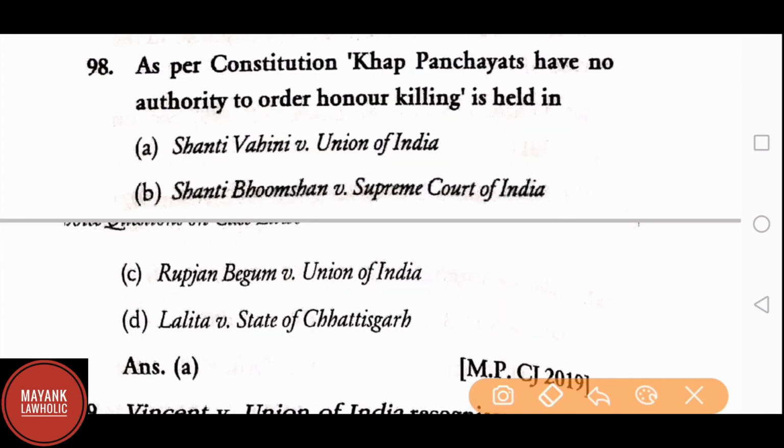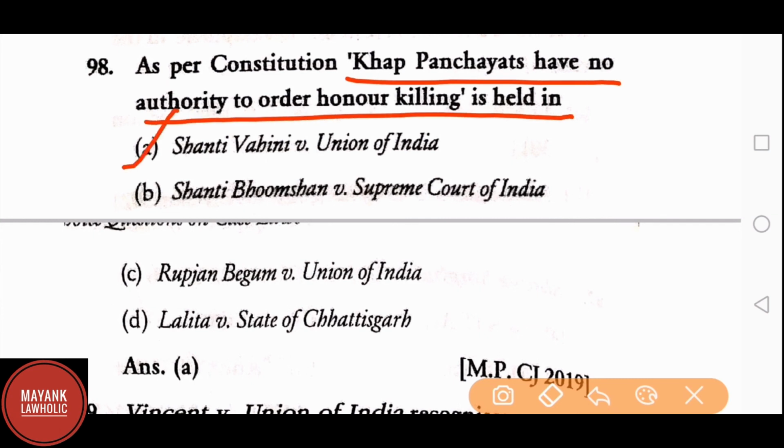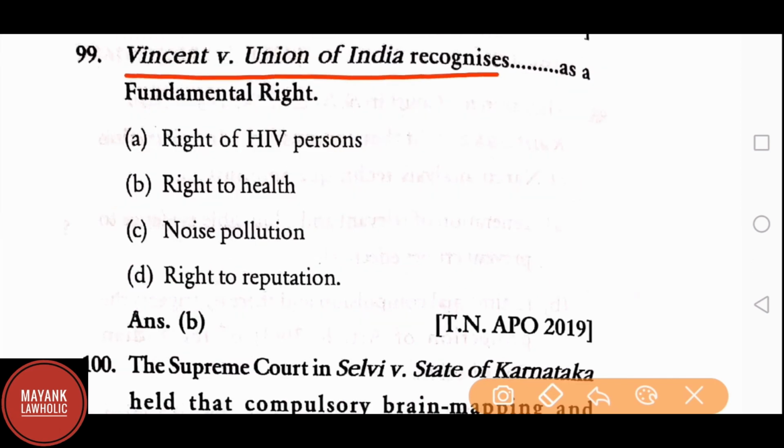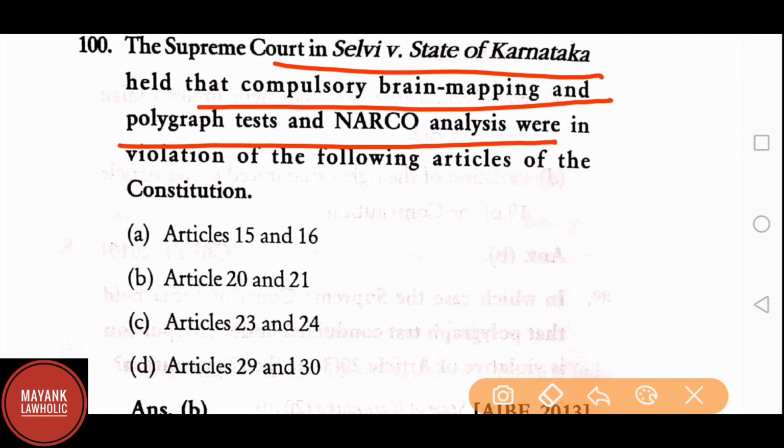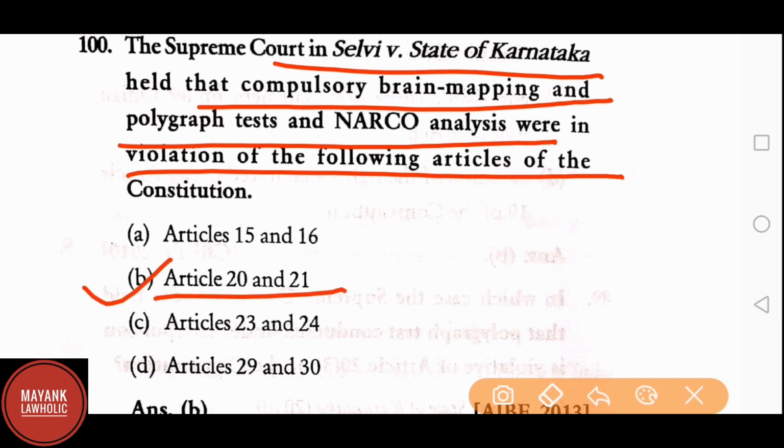Question number 98. As per the Constitution, Khap Panchayats have no authority to order honor killing. This is held in A. Shanti Vahini versus Union of India. Question number 99. Vincent versus Union of India recognizes dash as a fundamental right, that is, right to health as a fundamental right. The Supreme Court in Selvi versus State of Karnataka held that compulsory brain mapping and polygraph tests and narco-analysis were in violation of the following articles of the Constitution: Article 20 and 21 of the Constitution.